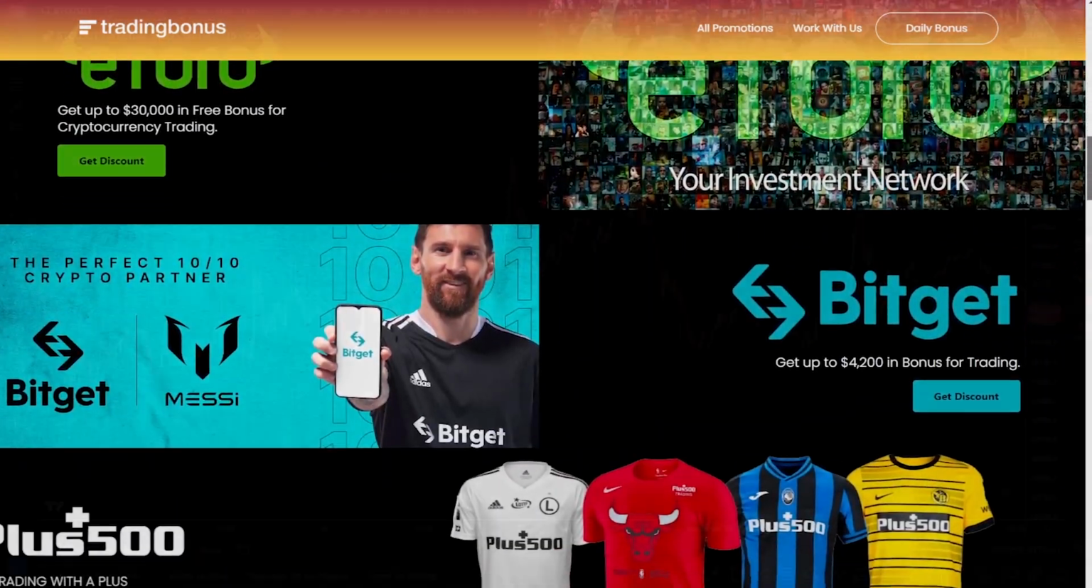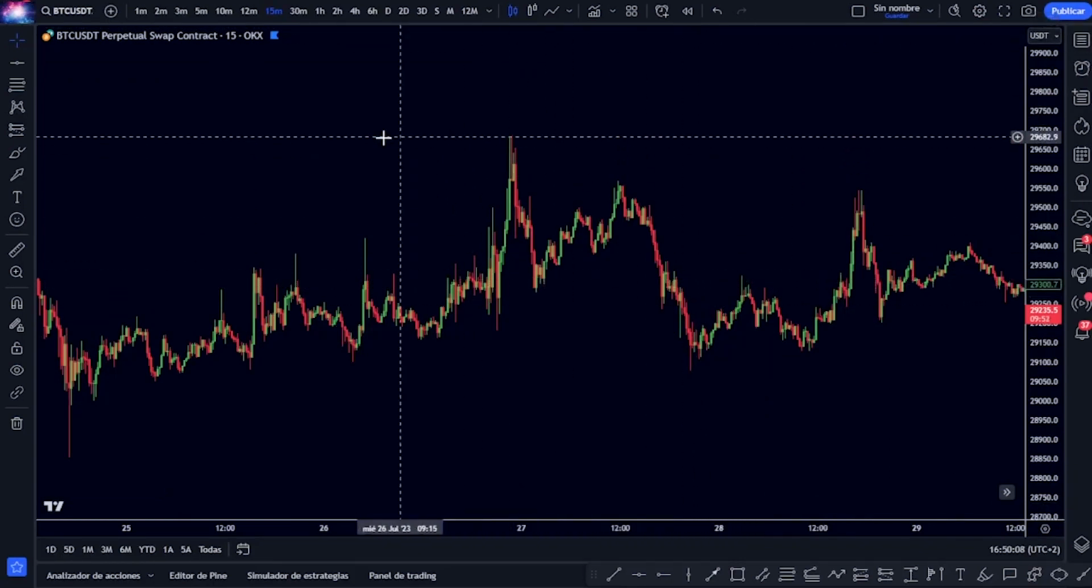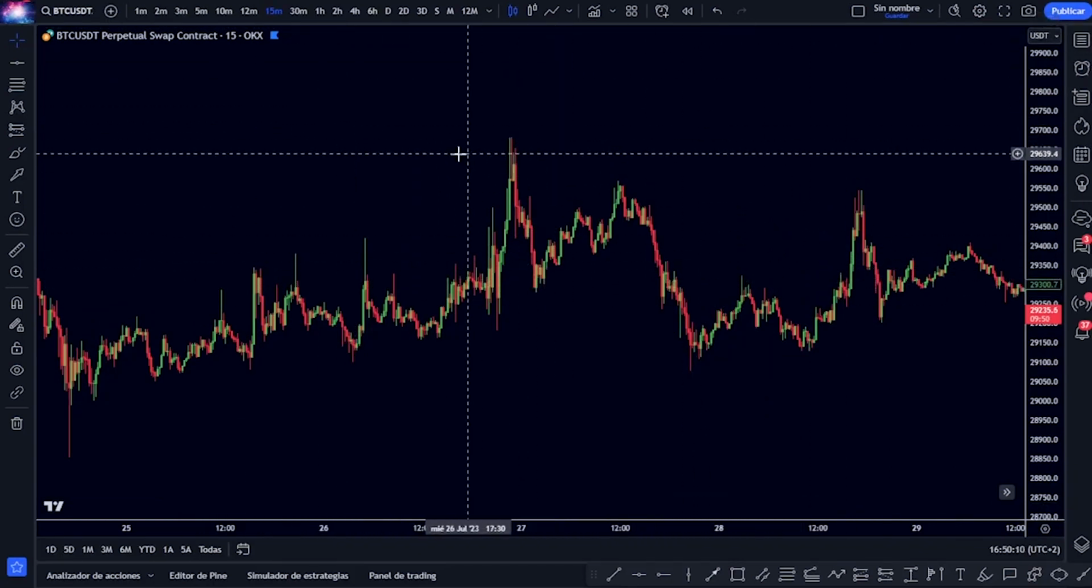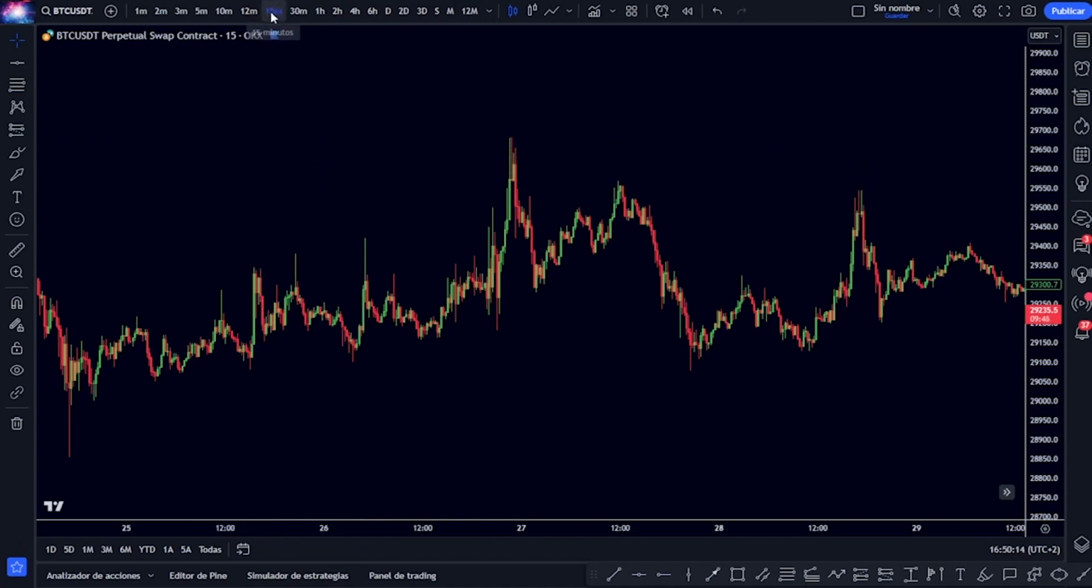In this case, it is a strategy that we can use both in cryptocurrencies, such as Forex, or traditional markets. Especially, it is very profitable in the temporality of 15 minutes, but we can even adapt it to a minute for scalping at specific times.